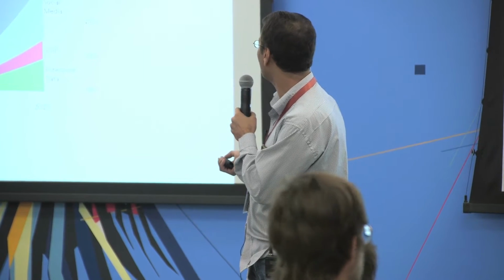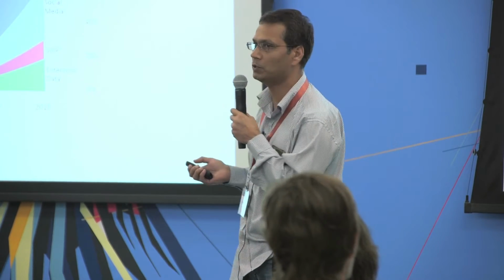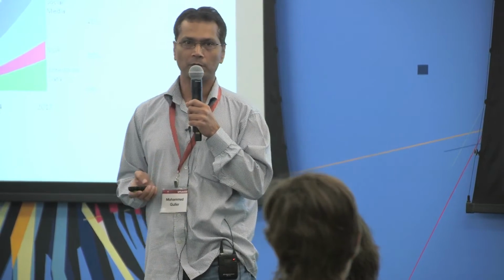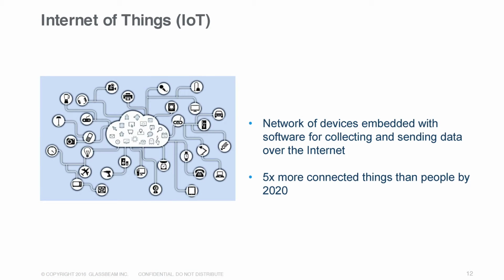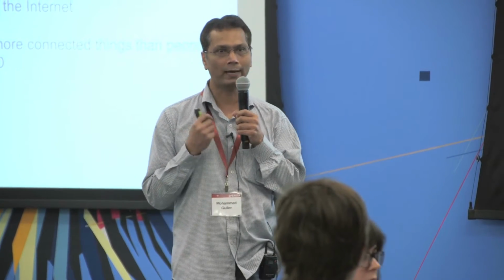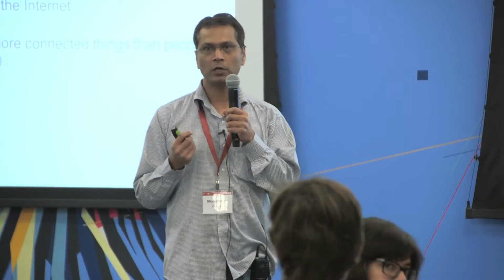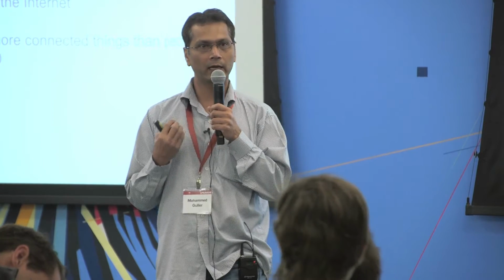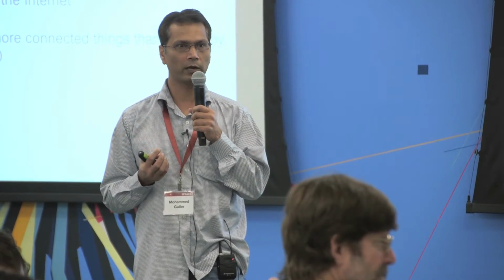But the biggest growth is coming from this thing called Internet of Things. So almost 40% of the data today is basically from IoT devices. So what exactly is IoT? It's basically a network of devices that are embedded with software for collecting data and sending it over the internet. So this is not just devices that allow you to access the internet, but they're actually instrumented to collect data about how exactly that device is getting used, what exactly you're doing with that device.